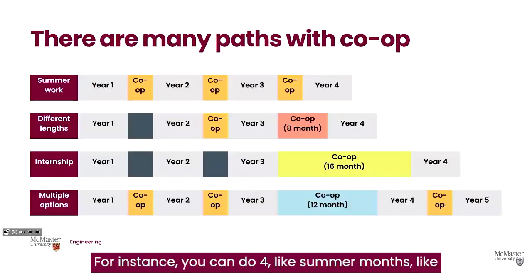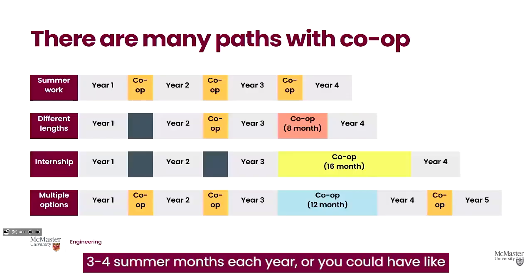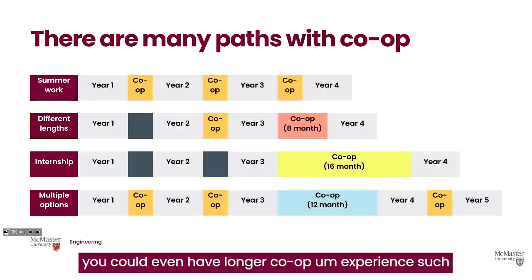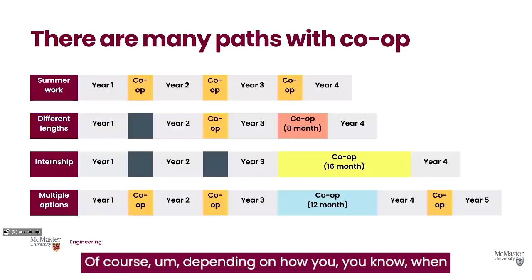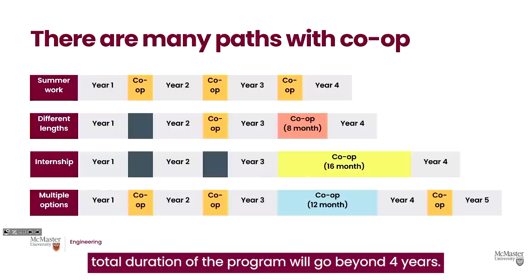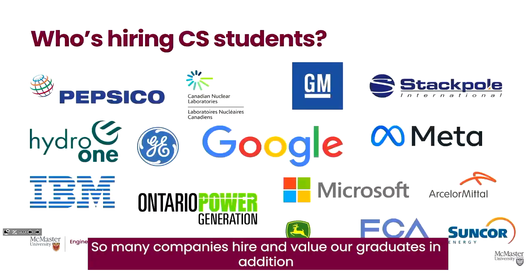And you can divide the 12 months requirement in many different ways. For instance, you can do 4 summer months each year, or you could have an 8-month co-op plus a 4 summer month. And you could even have longer co-op experience, such as 16 months or up to 28 months of work experience. Of course, depending on when you do that, it may imply the total duration of the program will go beyond 4 years.